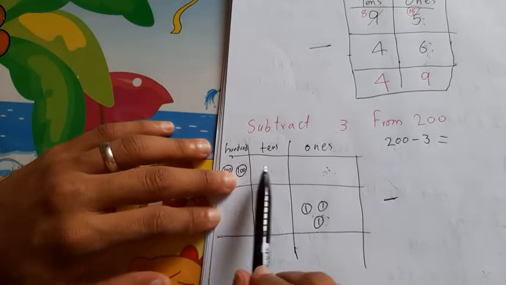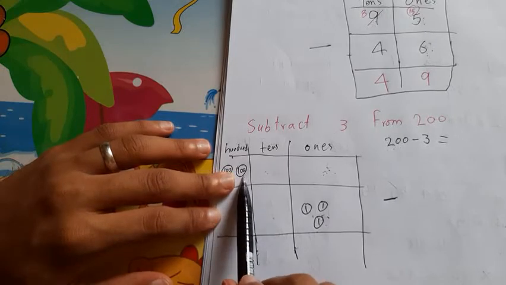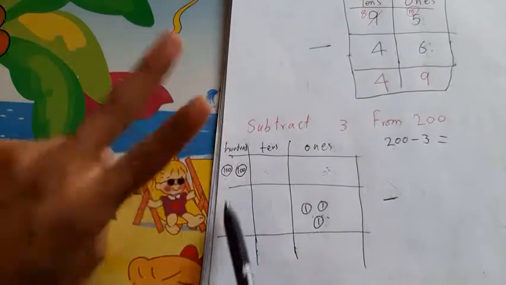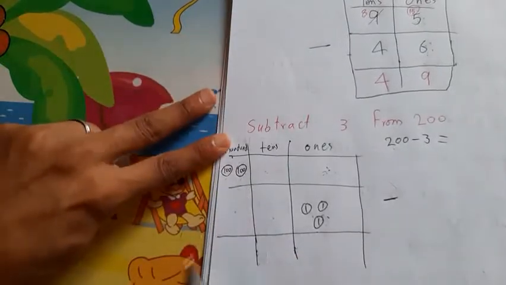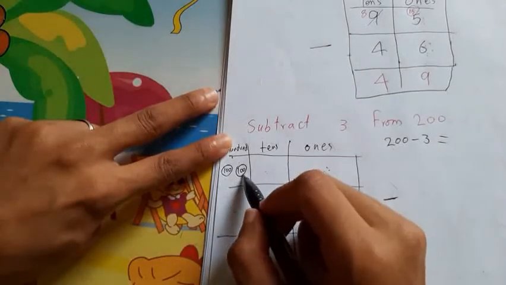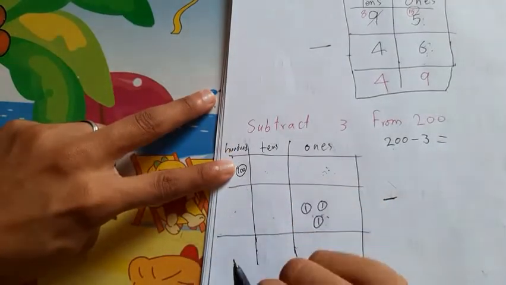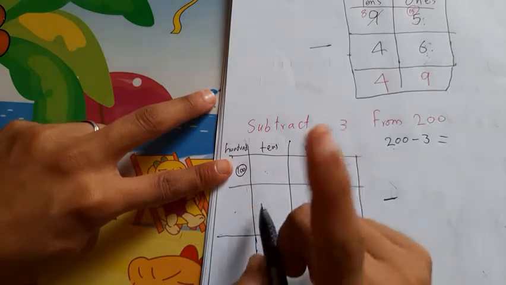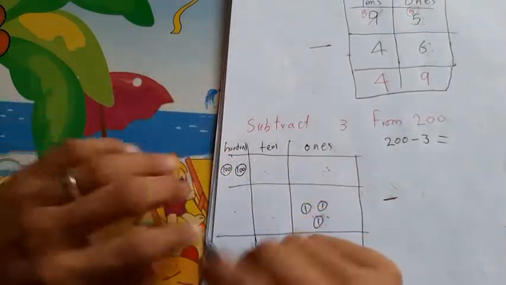I'm going to take from the hundreds. How many? I'm going to take 100 because hundreds has 2. So let's take 100 here to the tens. So the tens, how many tens in 100? Can you think about it? How many tens in 100? We have 10 tens, right?